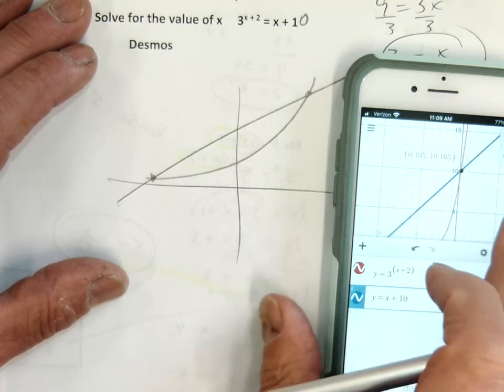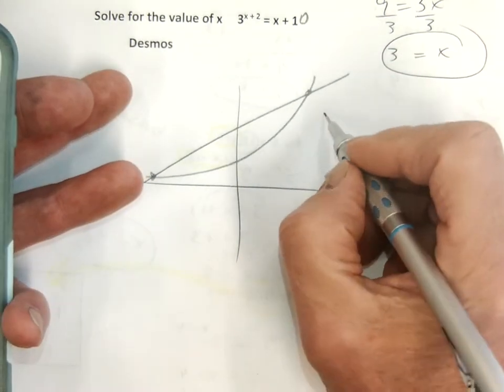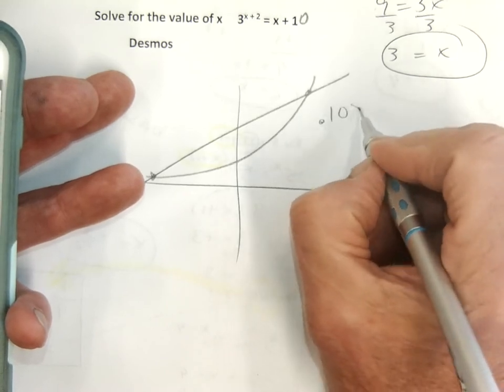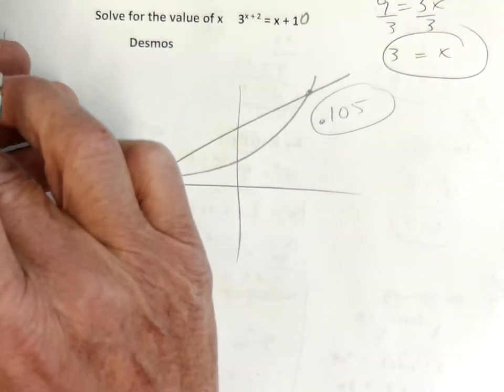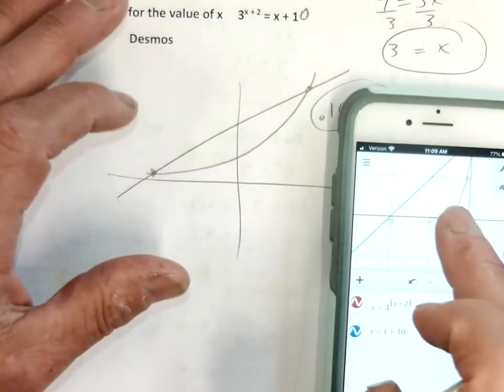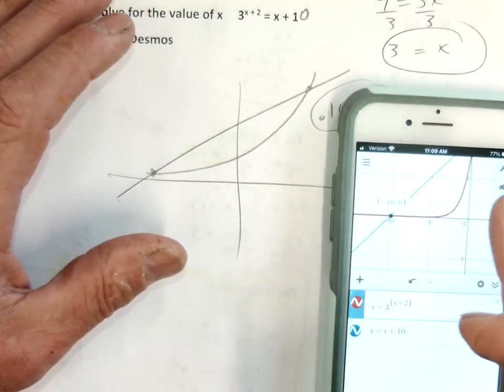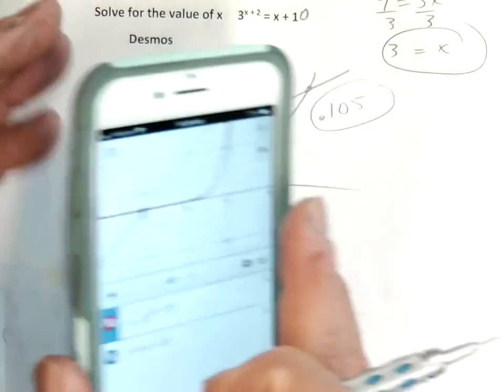And I get an answer at about 0.105. That's x. And the other one's down here. Tap, tap. And about at -10.